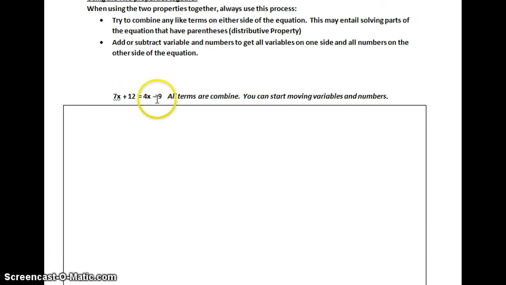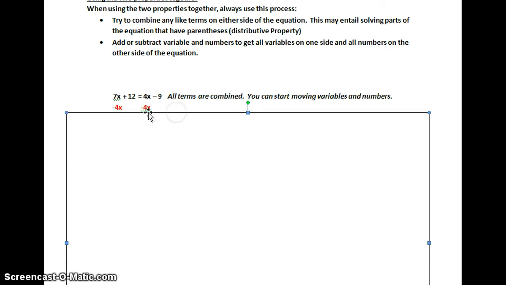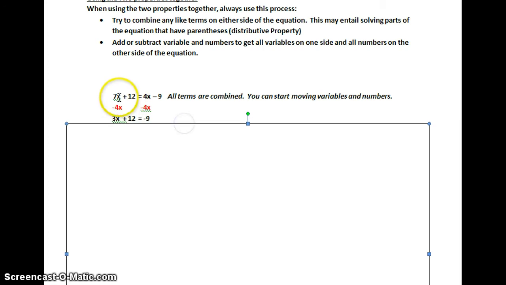So we'll take, for example, this equation: 7x plus 12 equals 4x minus 9. Now notice I wrote here all terms are combined. Let's put a D there and be grammatically correct. So I can start moving the variables and numbers. You can put variables on any side you want. A lot of people like to put them on the left, but if I look at this, I see I've got the larger variable here, and I've got 4 there, so why not subtract 4x from both sides? What I'm going to get if I subtract 4x is 7 minus 4 gives me 3x. This 12 just comes on down. 4x minus 4x cancels out, and I get -9.